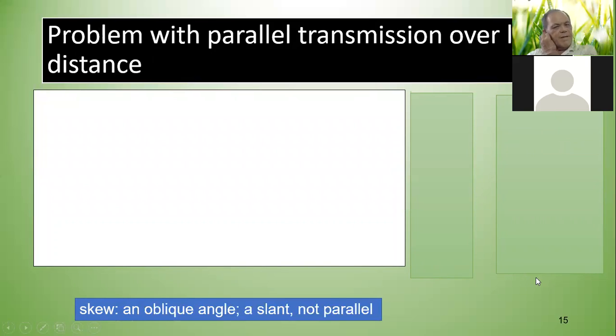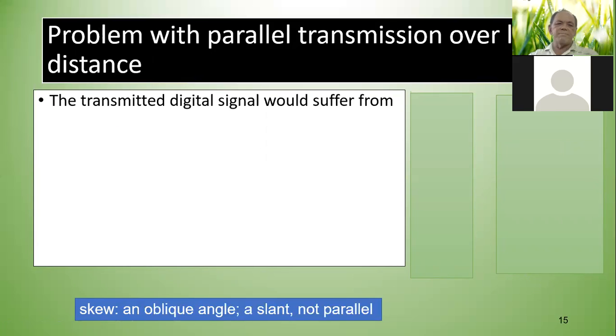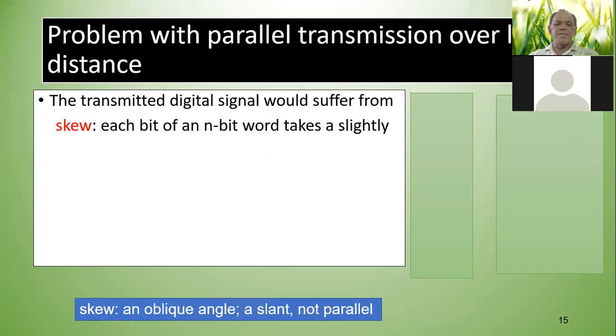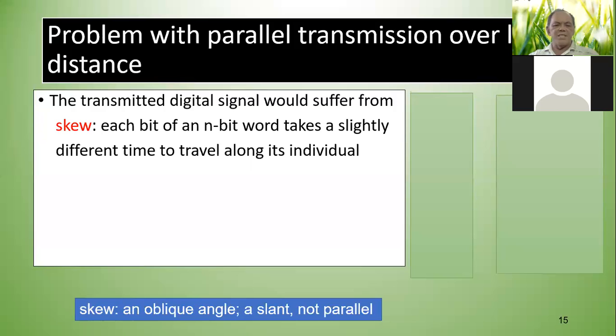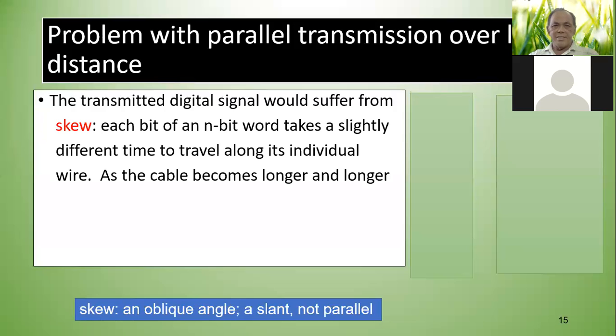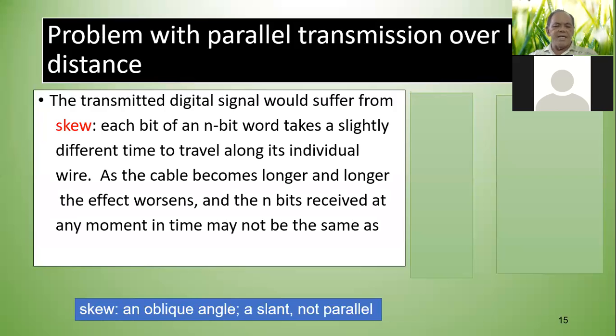The problem with parallel transmission over distance is that the transmitted signal would suffer from skew. That means each bit of the n-bit word takes a slightly different time to travel along the individual wire. With parallel short distance, they can reach the receiver at the same time, but over long distance, they may not reach at the same time. As the cable becomes longer and longer, the effect worsens, and then the n bits received at any moment in time may not be the same as the n bits originally transmitted.